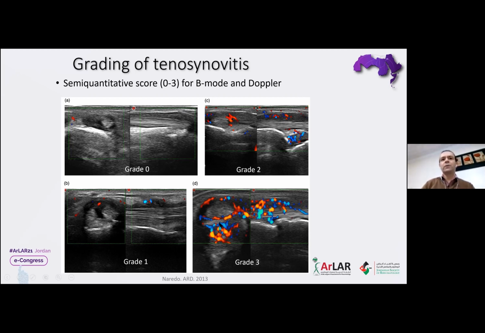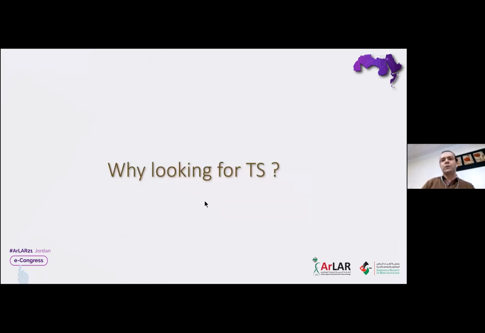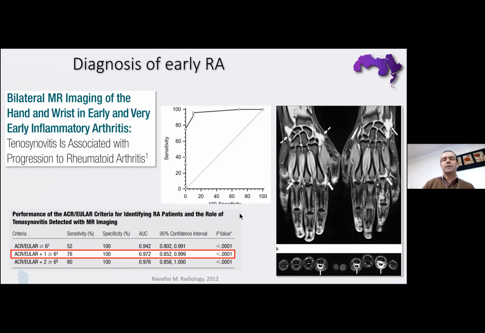So why look for tenosynovitis? Looking for tenosynovitis is very important because it offers many advantages in the diagnosis, in establishing prognosis, and in treatment follow-up, especially in rheumatoid arthritis. Most of the publications dealing with tenosynovitis were with rheumatoid arthritis. There are very few publications with other diseases.